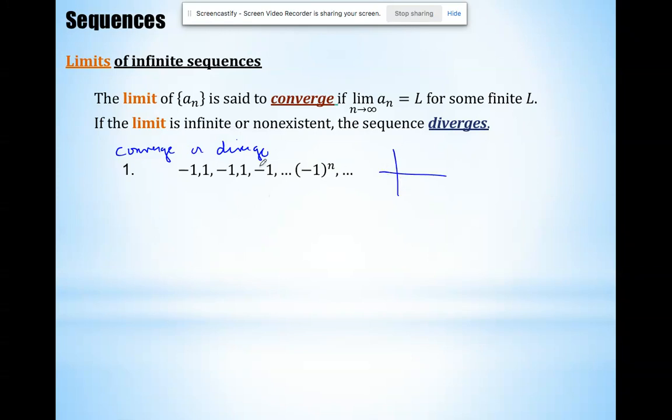So if you're confused, graph it. -1, 1, -1, 1, -1, right? As n goes to infinity. N is 1, n is 2, n is 3, n is 4. But you have 1, -1, 1, -1. What is that behavior as n goes to infinity? Does not exist. What does that mean? Converge or diverge?